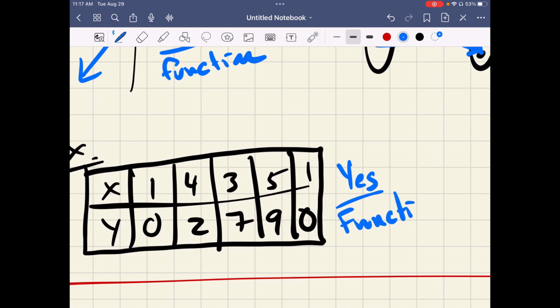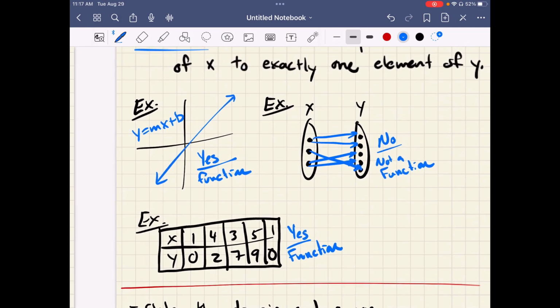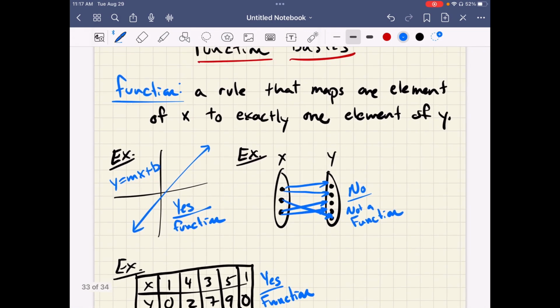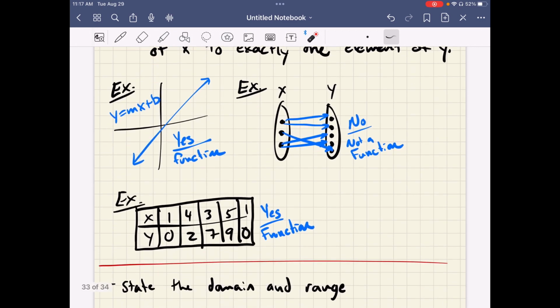Okay, so be careful. If you use the rule, I look for repeating x's, if I find repeating x's, it's not a function. You got to be careful there, because if that repeating x goes to the exact same y, it is a function. All right, so again, the rule is you have one element of x to exactly one element of y. Okay, and so those are some strategies to help you determine if something is or is not a function.